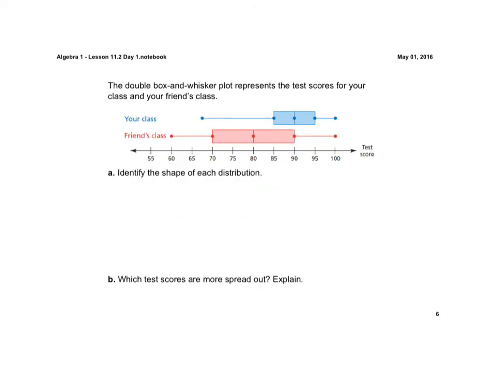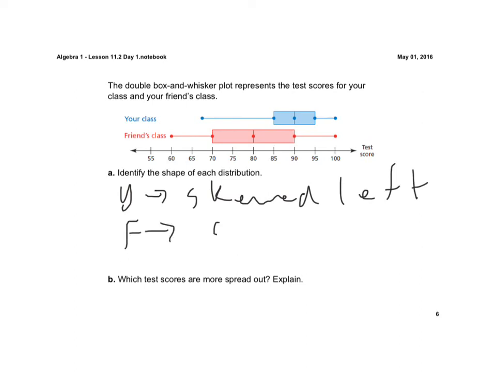It says here, the double box and whisker plot represents the test scores of your class and your friend's class. Identify the shape of each distribution. Well, it looks like your class would be skewed left because of the whisker, and then your friend's class would be symmetrical.